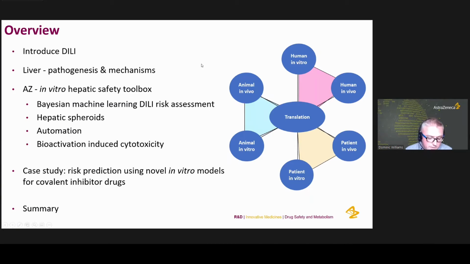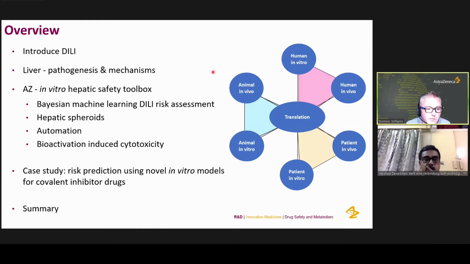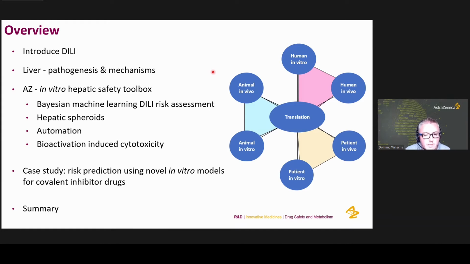So as a structure of my talk, I'll very briefly introduce DILI. I'm sure it doesn't really need any introduction, but just talk a little bit about the pathogenesis and the mechanisms of drug-induced liver injury. But then do a bit of a dive into what we do within AstraZeneca, how we've set up an in vitro hepatic safety toolbox, and how we've developed this into using assays and PK information to conduct an overall Bayesian DILI risk assessment, and also how we've incorporated new models, hepatic spheroids, into this machine learning model.